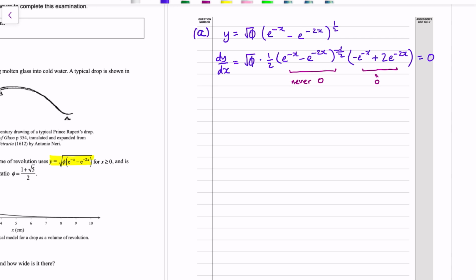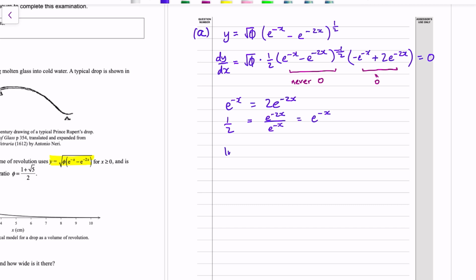Solving that, we have e to the minus x would need to equal 2e to the minus 2x. And then if we divide through, we can go 1/2 equals e to the minus 2x divided by e to the minus x. It's a kind of reverse cross multiplication there. And then we can subtract the powers because the bases are the same. They're both base e. e to the minus 2x divided by e to the minus x is e to the minus 2x, take away negative x, which is e to the minus x.